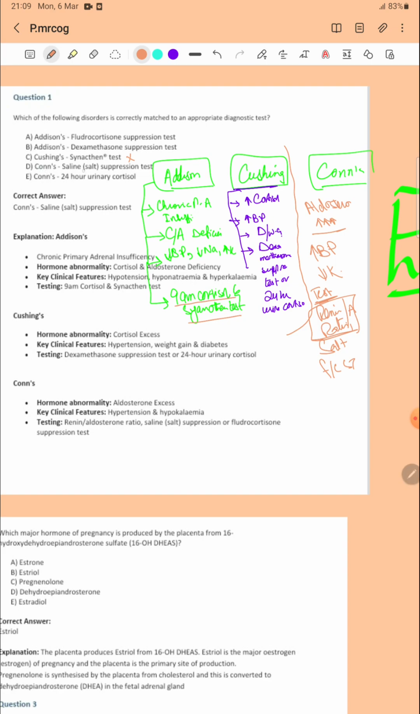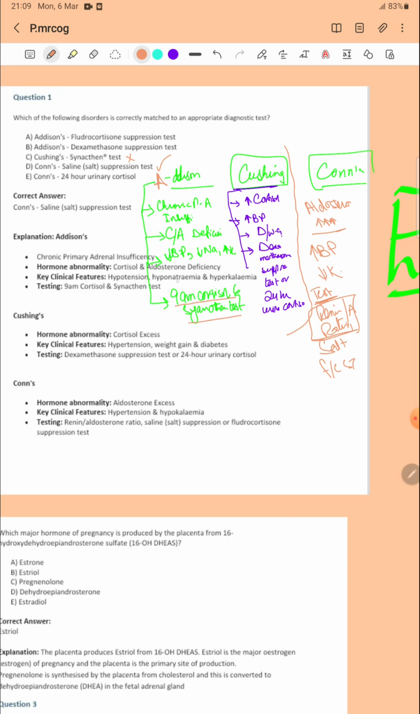Now next, Conn's and saline suppression test. Option D, Conn's with saline suppression test: yes, because we have discussed that the saline suppression test is used with Conn's. So option D is correct.